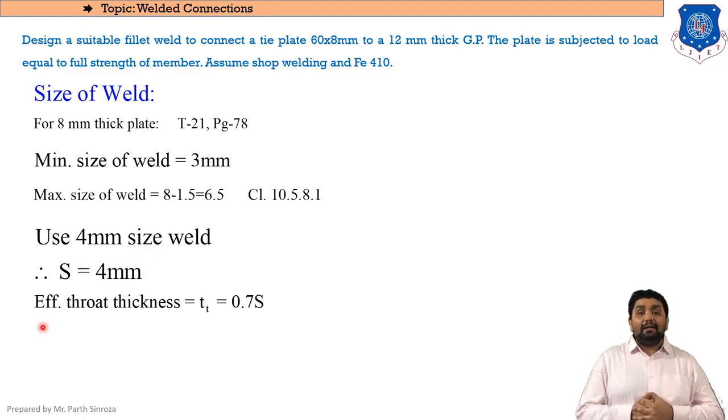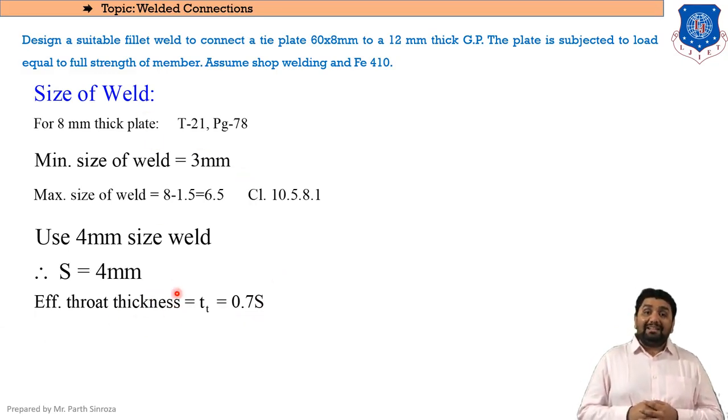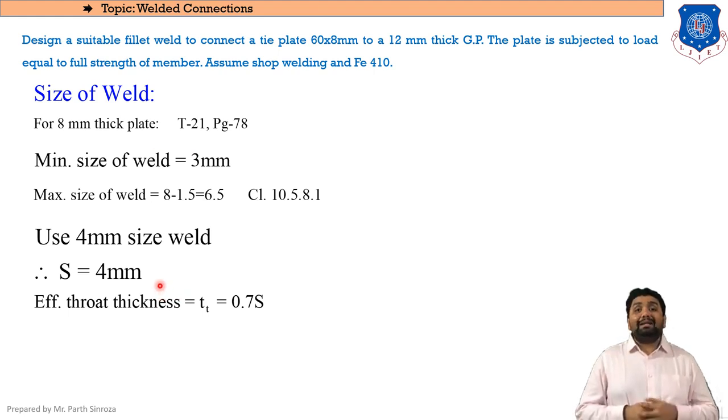Now we need to find the effective throat thickness. Clear? Now what is the difference between size of weld and throat thickness? The size of weld means how much radius we will be providing to connect our main plate to the gusset member, and the throat thickness means how much effective radius will be dealing with the strength criteria. So both are different. The size will always be greater as compared to the effective throat thickness.